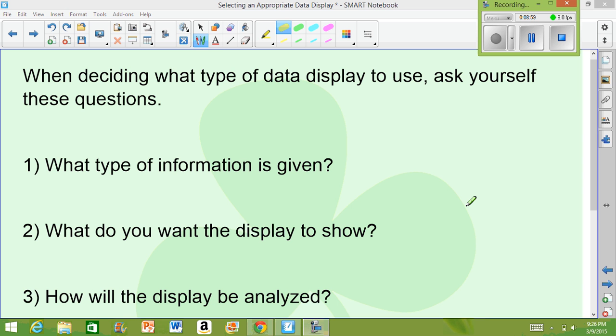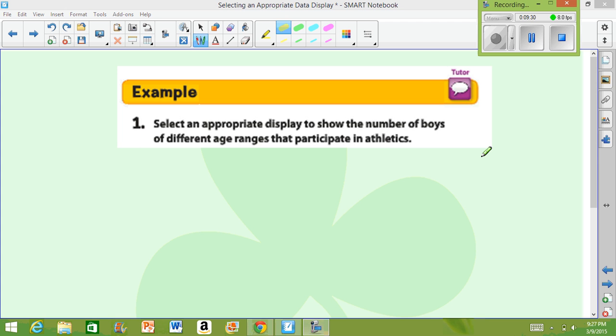The third thing that we need to question is, how will the display be analyzed? So what is our purpose? What are we trying to show? And what kind of questions are we going to be able to answer from how our graph is being displayed? So those are 3 important questions that will help you figure out what kind of data display you need for your information. So now we're going to do a little bit of practice.